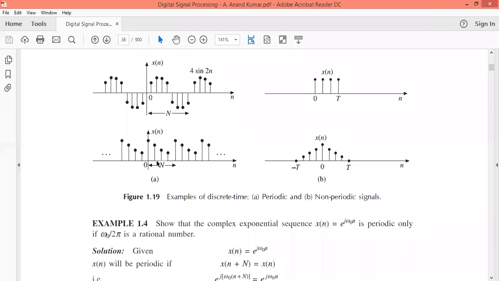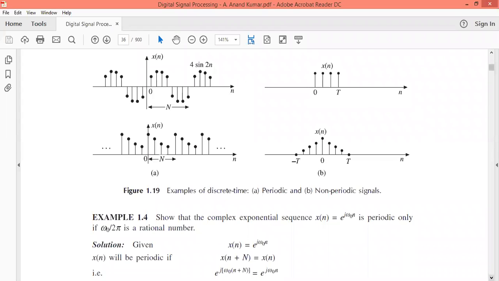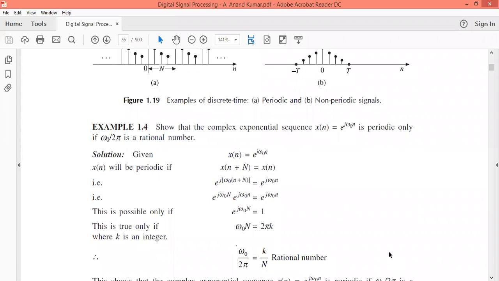So see, this is the example for a periodic signal. This is repeating from minus infinity to plus infinity, whereas this is the example for a non-periodic signal. This signal is defined only from minus T to plus T. Now we'll see this example. We'll see a few examples. Anyway, you have the textbook with you, you can solve these examples.